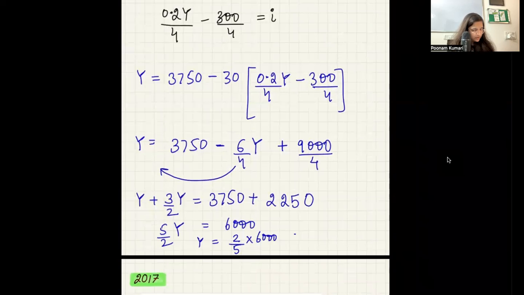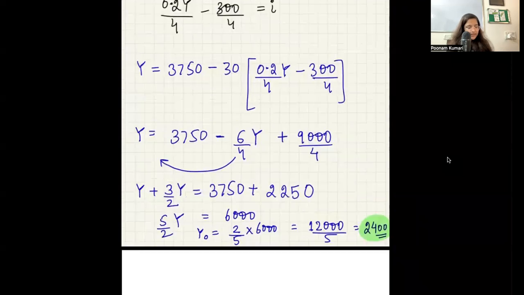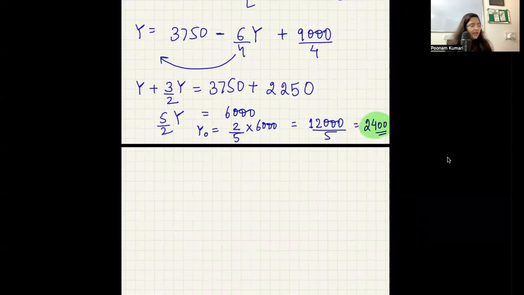6,000. Okay, so here you are going to get 12,000 divided by 5, which gives you what? 2, 4. So basically 2 and then 4 and then 0 and then 0, right? 2,400. So your equilibrium income, that comes out to be 2,400, right? So आपकी equilibrium income 2,400 आ गई है. You are at this stage of 2,400.